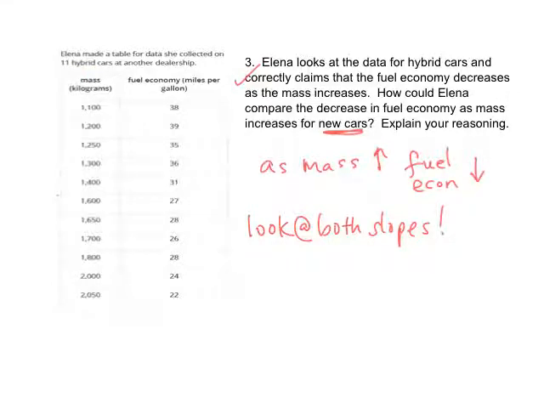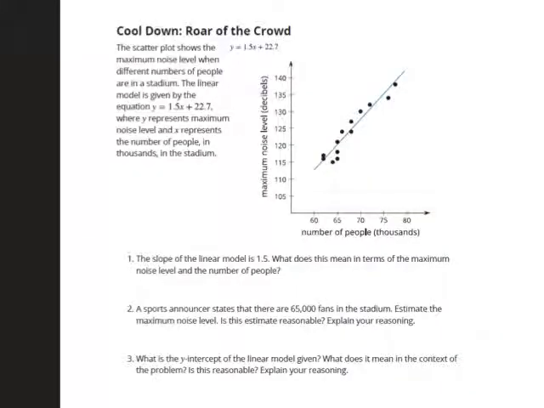So we could calculate the slope for this chart, and it would be something negative because it's decreasing. Fuel economy is going down. And then we could compare that to Diego's data, where he was looking at new cars and their economy and mass. And then look at both slopes, look at who's decreasing faster, and stuff like that. So it would be great to have both scatter plots or both sets of data and a linear model for each of them.